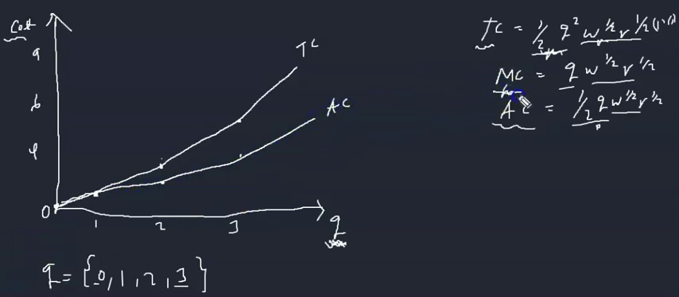Let's go on to the last one, which is MC. Notice that MC is just equal to Q, so it will take Q values. If you plot this, let's just plot it. It will be 0, 0 first of all, then 1 comma 1 somewhere, then 2 comma 2 there, then 3 comma 3 somewhere. So it will be above the average cost, and it will be like that.